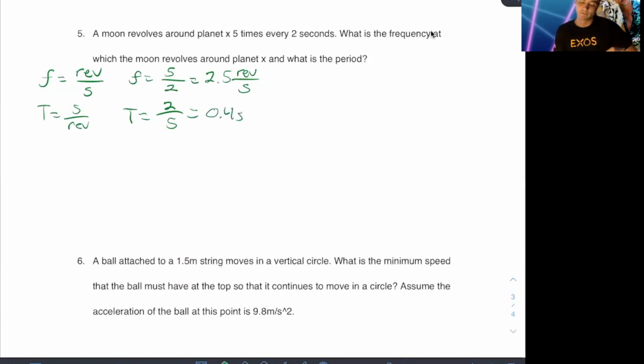Okay, so you see that period and frequency are inversely related. So you can derive this equation where period is equal to 1 over frequency. Okay, but they are different. They're different things that you're measuring. They're different variables when you talk about them. Okay, so just keep that in mind.